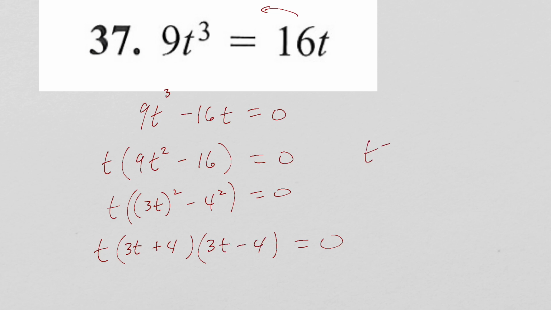So t is equal to 0 from this, a negative 4 over 3 from this, and a positive 4 over 3 from this, so we can write that as plus and minus 4 over 3. Or you could have written it separately, either way.